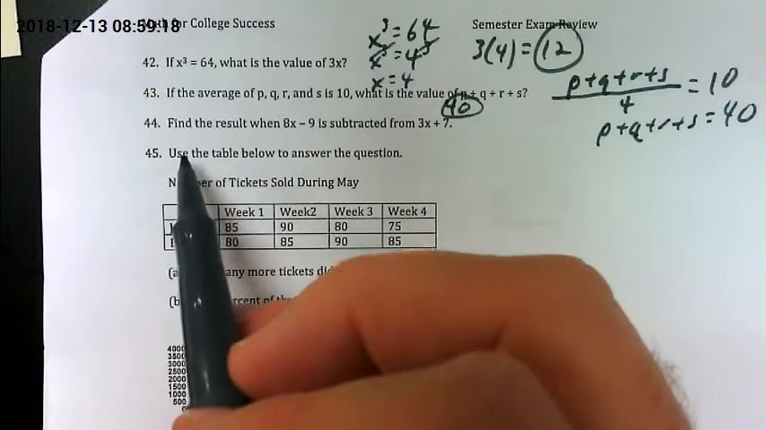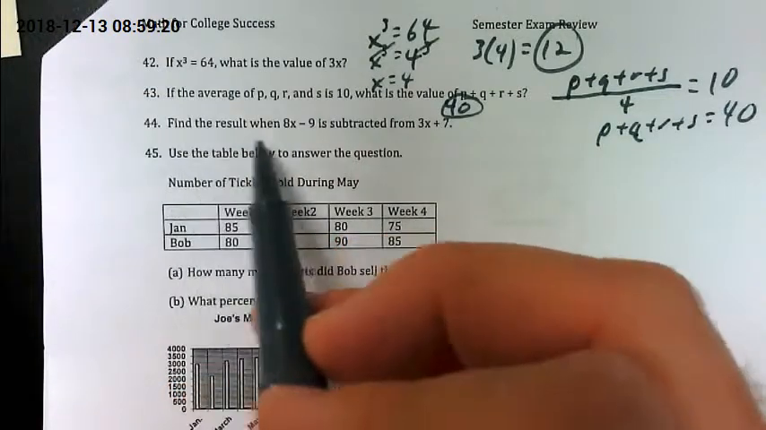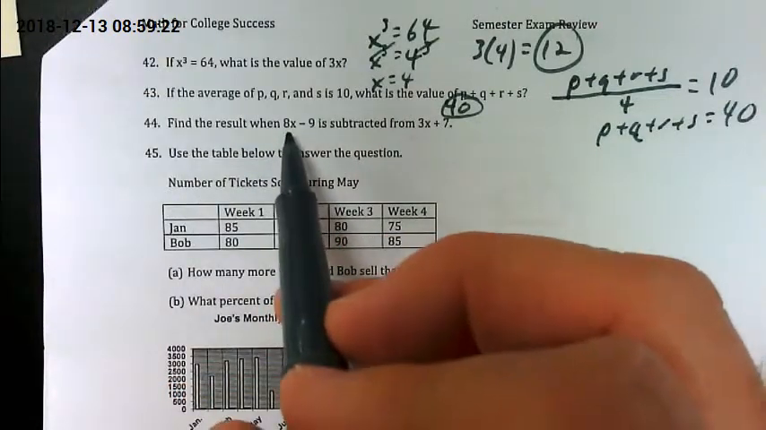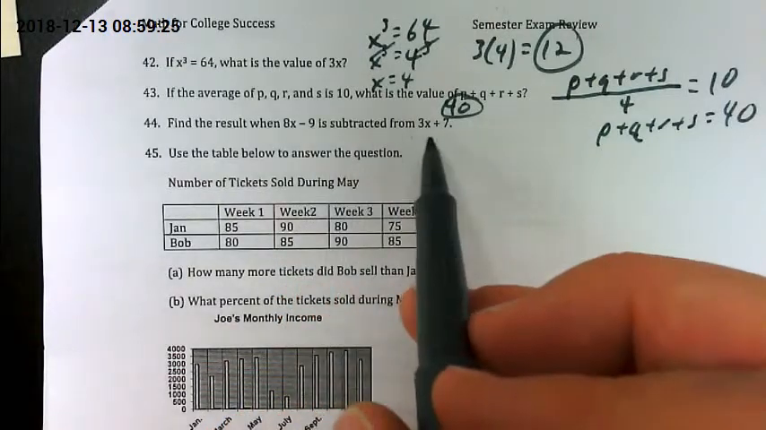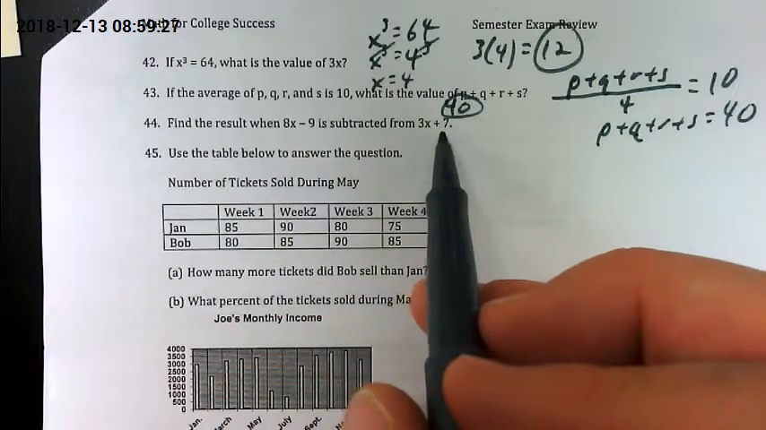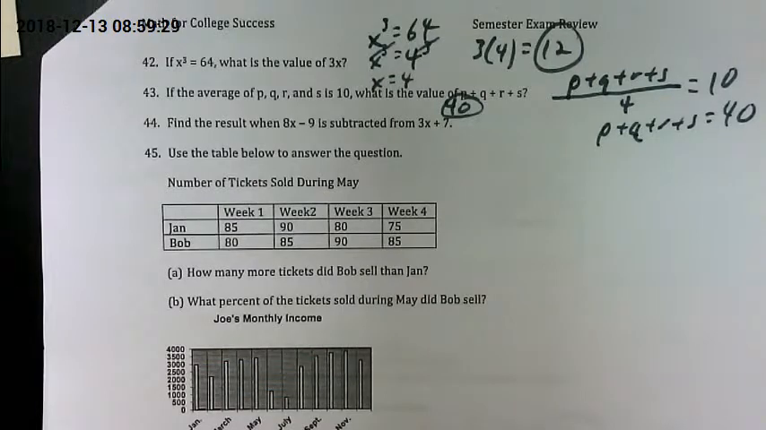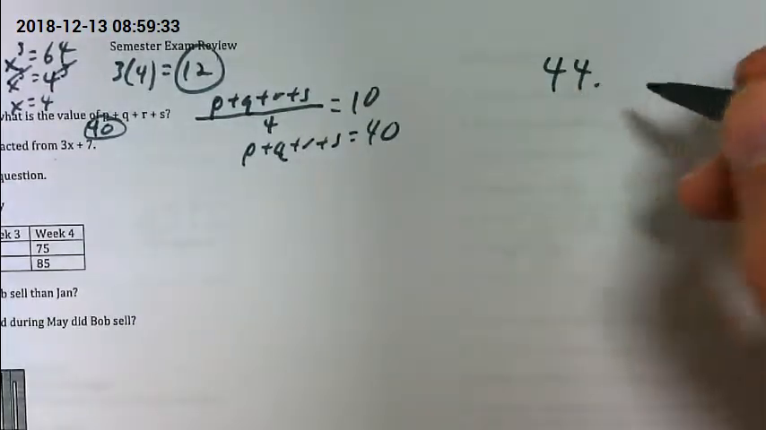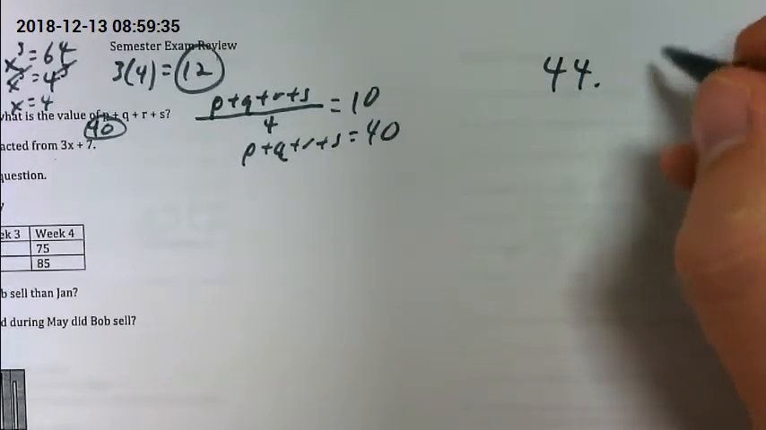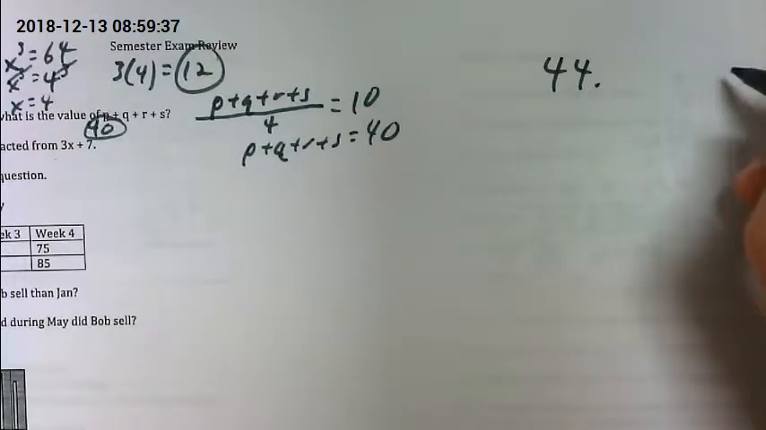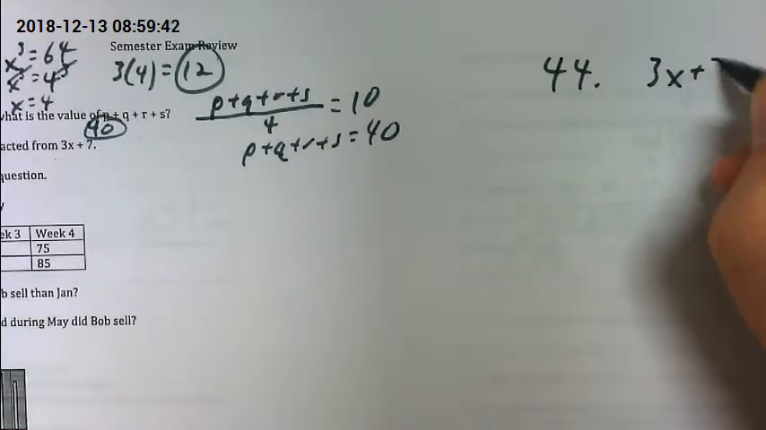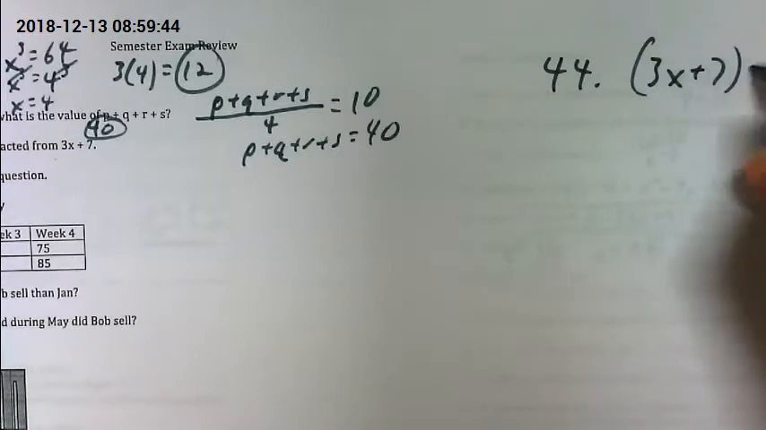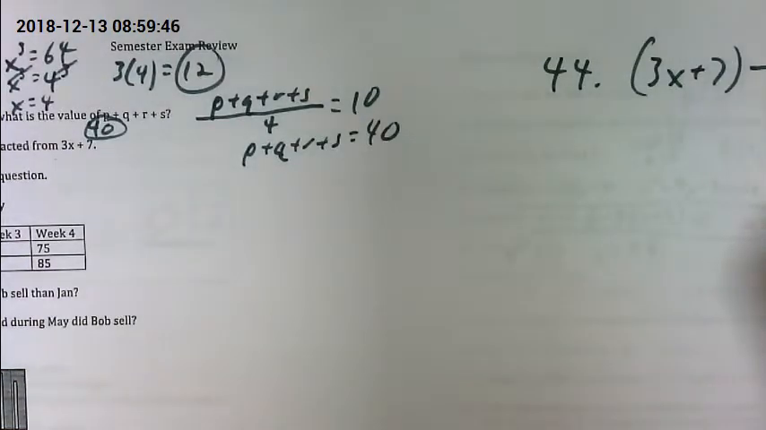On 44, find the result when 8x minus 9 is subtracted from 3x plus 7. Now it's important you put this in the correct order. Here, I'm going to show my work over here off to the side. So for number 44, again, we're subtracting the 8x minus 9 from the 3x plus 7. So 3x plus 7 comes first. And then you're subtracting the 8x minus 9.